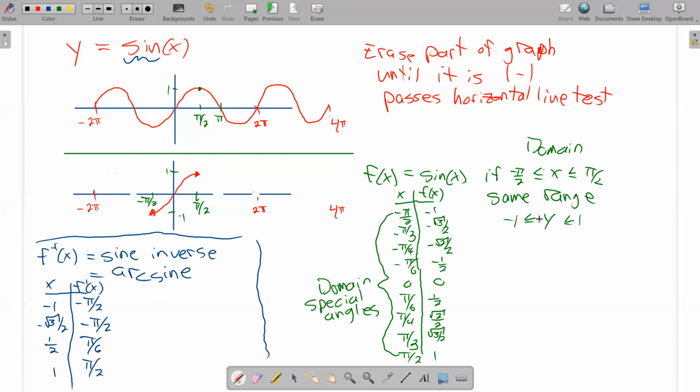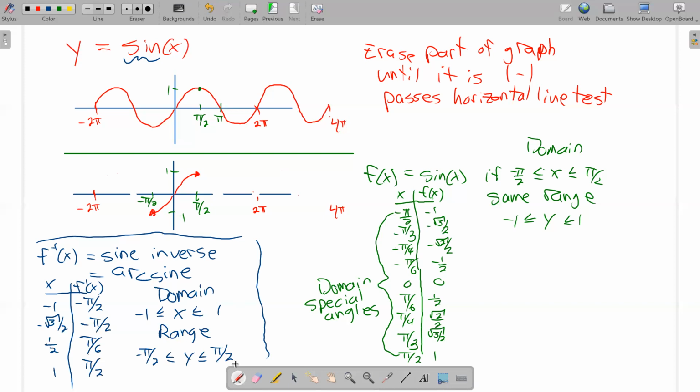As far as its domain, we just switch x with y. So the domain would be then x values that are between -1 and 1. Oops, I drew that on the wrong side. And the range of this inverse function would be what was the domain of the original function. So that would be negative pi over 2 to pi over 2.